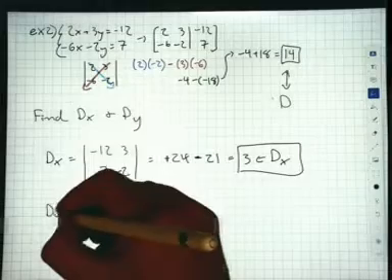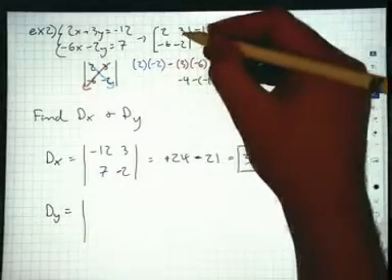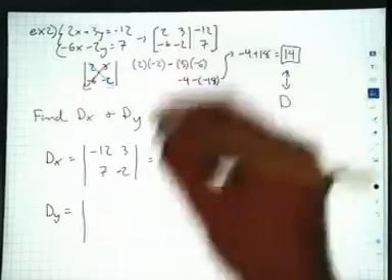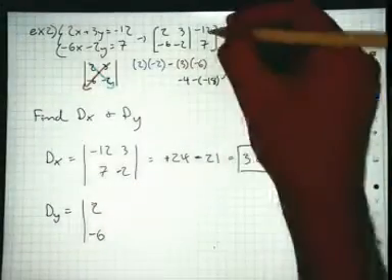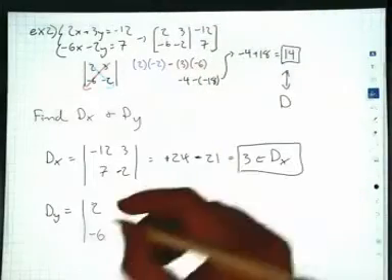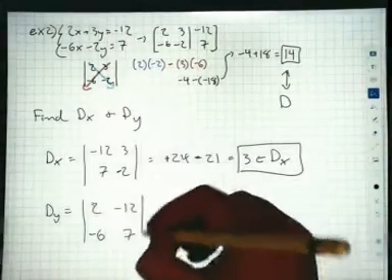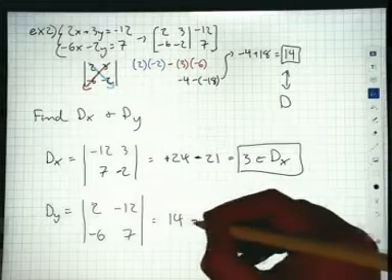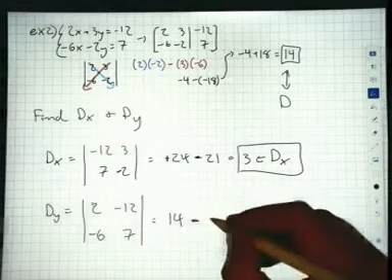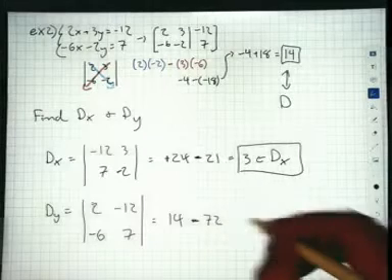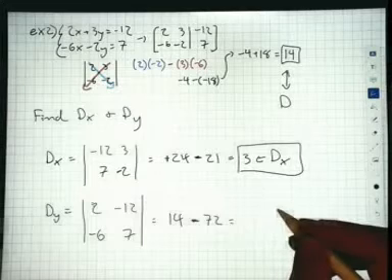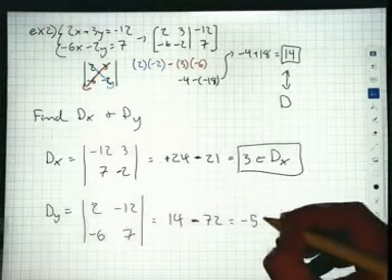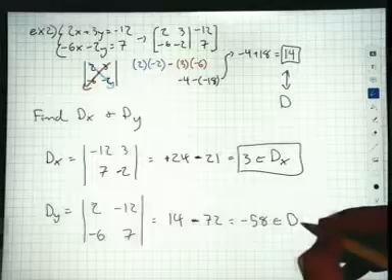And then we have to find D sub y. So in this case, you replace the column of your y's with your constants. So listing things out by columns, we have 2, negative 6, and then negative 12, 7. So here's the math. 2 times 7 is going to be a 14 minus negative 12 times a negative 6, so that's going to be a positive 72. 14 minus 72 is going to be a negative 58. And this is D sub y.